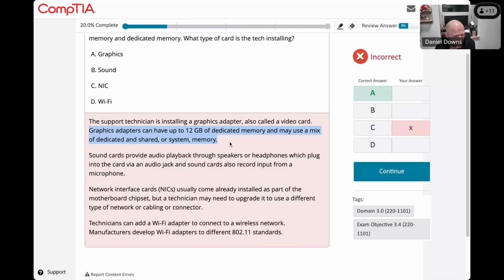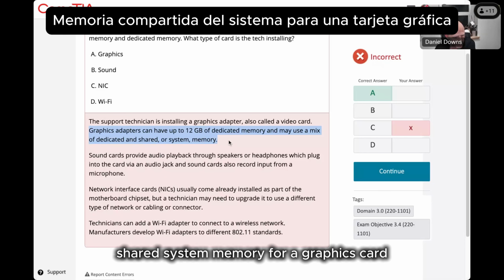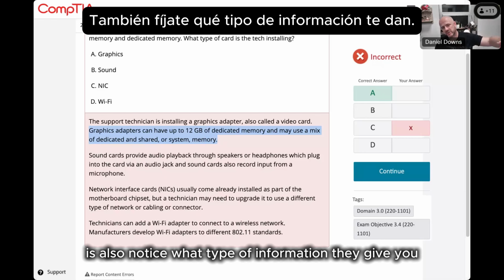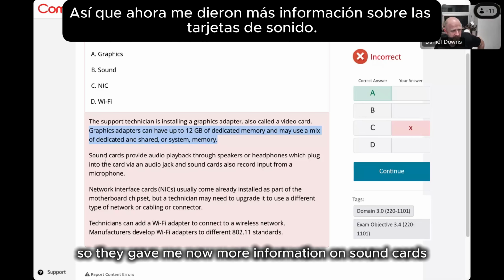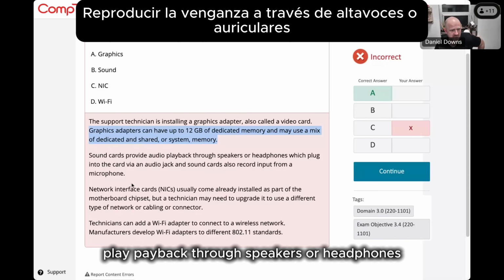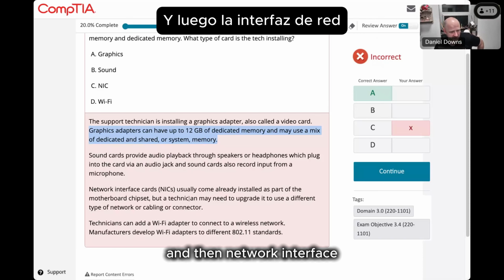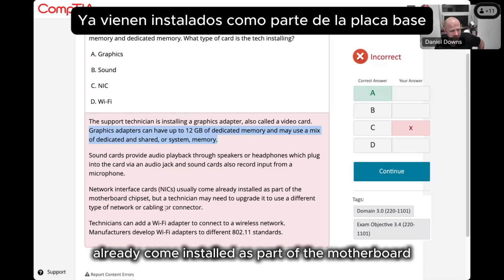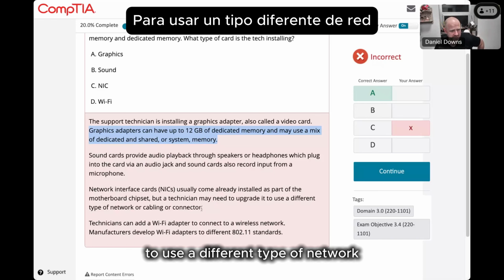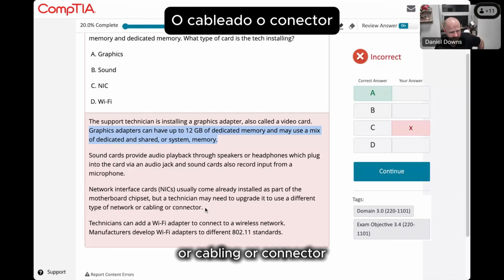So, dedicated memory and a mix of dedicated or shared system memory for a graphics card. Sound cards. The important thing to notice when you get a question wrong is also to notice what type of information they give you. So they gave me more information about sound cards and playback through speakers or headphones. And then network interface cards already come installed as part of the motherboard chipset, but a technician may need to upgrade it to use a different type of network or cabling or connector.